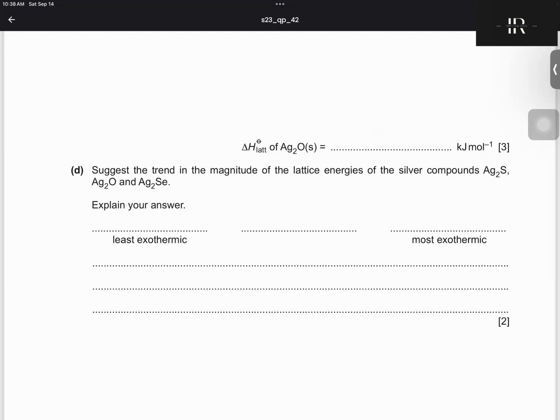They would be releasing more energy because they are going to form a strong ionic solid. Okay, they are going to form a strong ionic solid. So yes, this is of 2 marks.